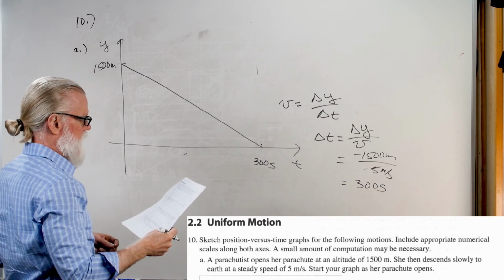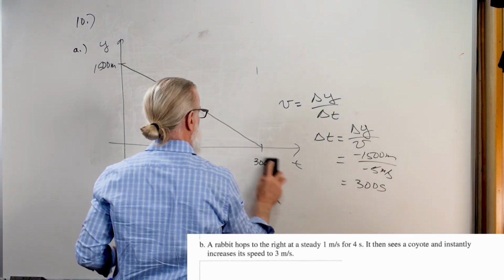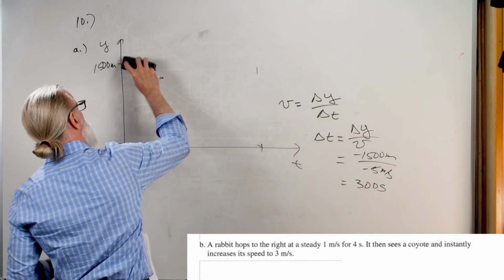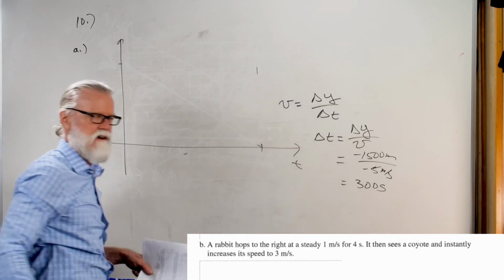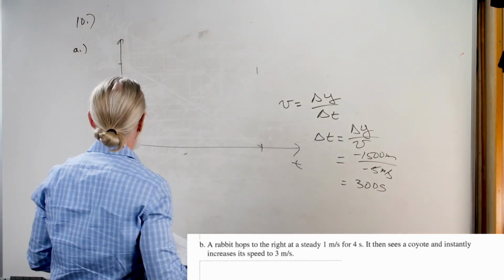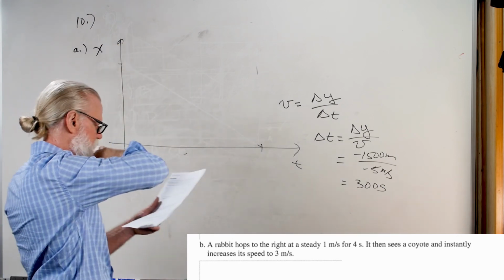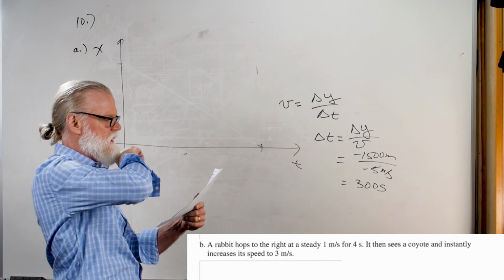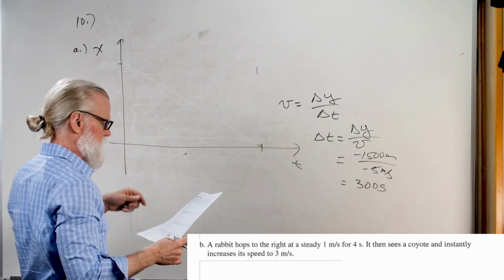A rabbit hops at a steady speed of, all right, so we got a rabbit. Notice I used Y there because it was a vertical problem. She was coming down, so I used Y instead of X. Generally, we'll use X for horizontal. And in this problem, we have a rabbit hopping horizontally, I would imagine, at a steady 1 meter per second for 4 seconds.